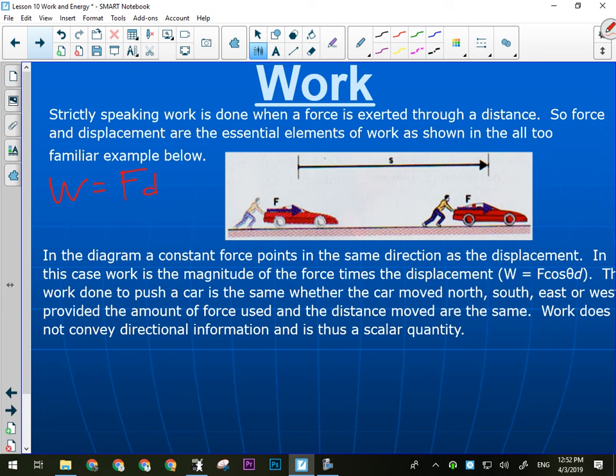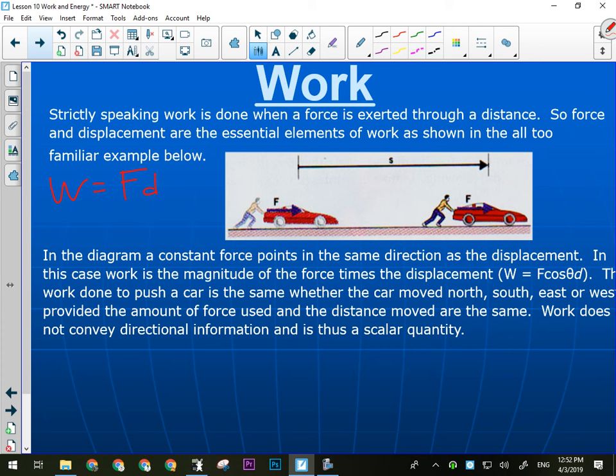The key thing here, though, is you're not doing work unless there's a change in energy. So when I push this car, if I push it on a level road at a constant velocity, am I still doing work?